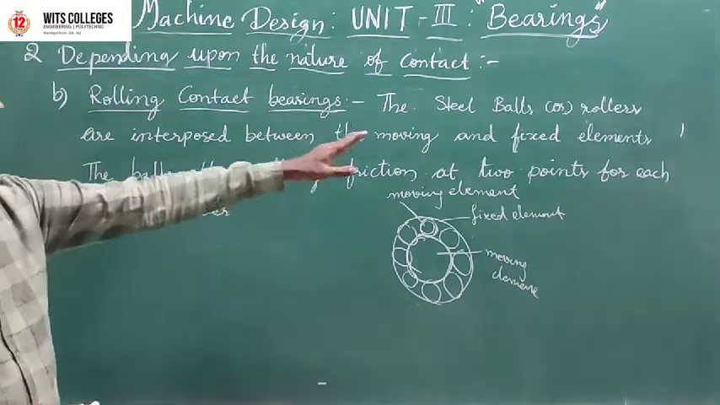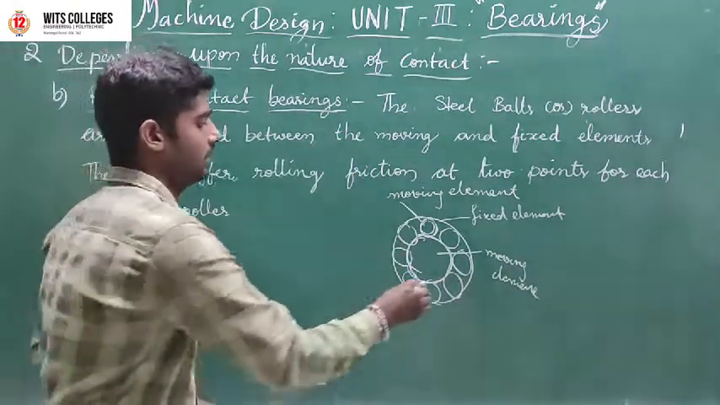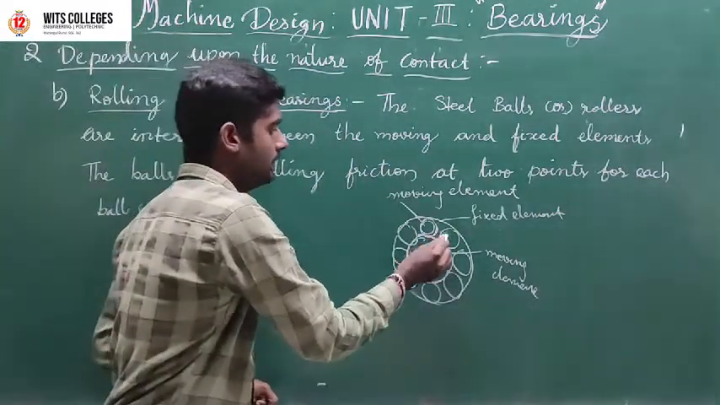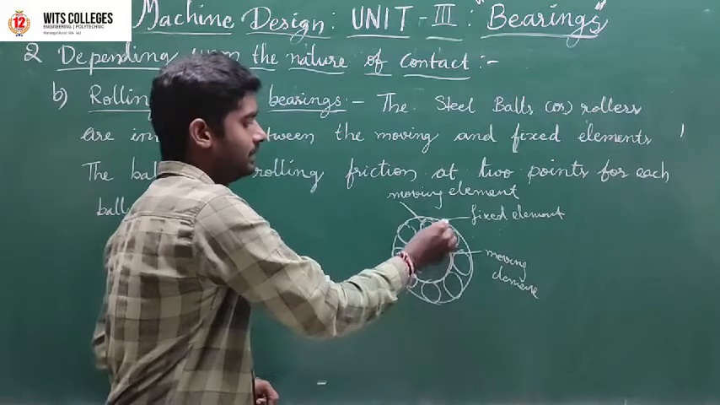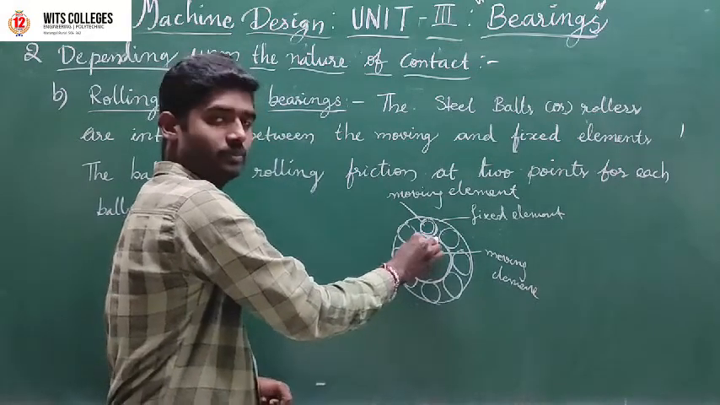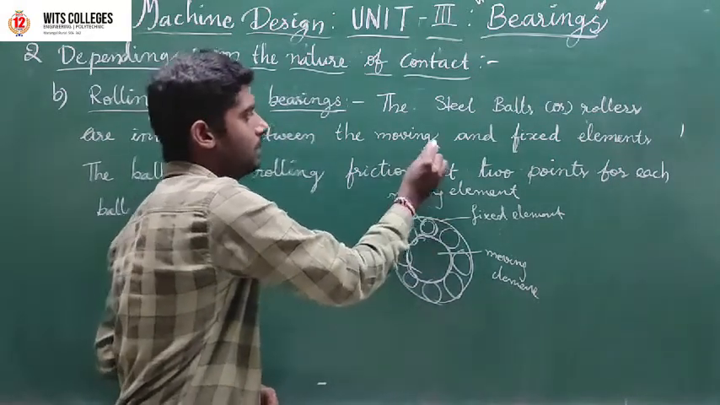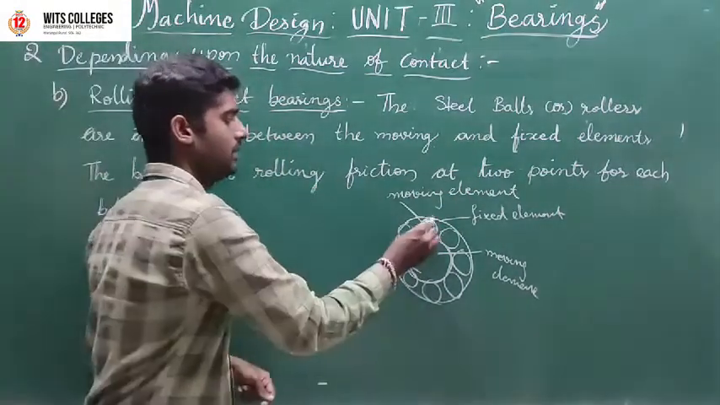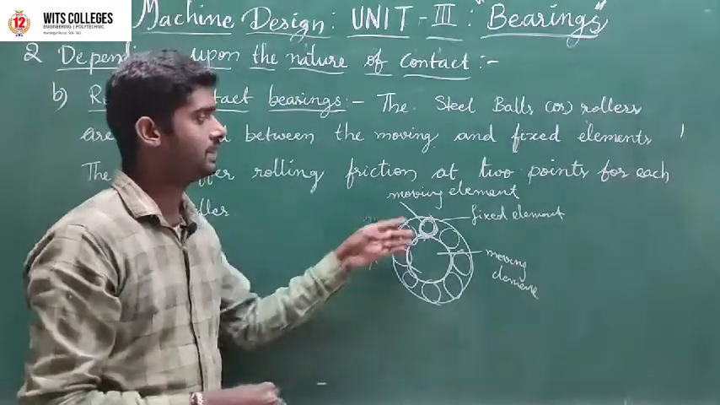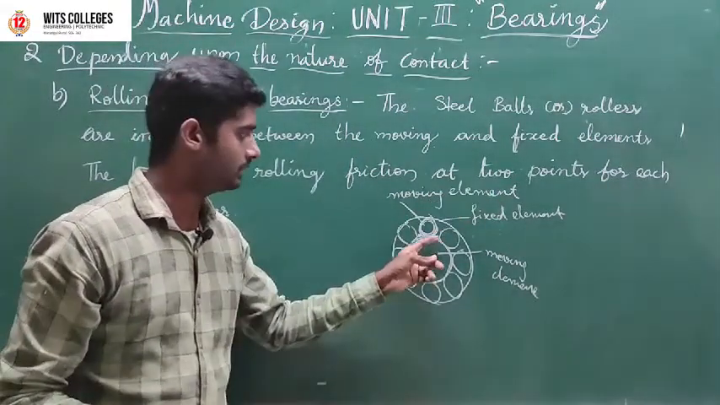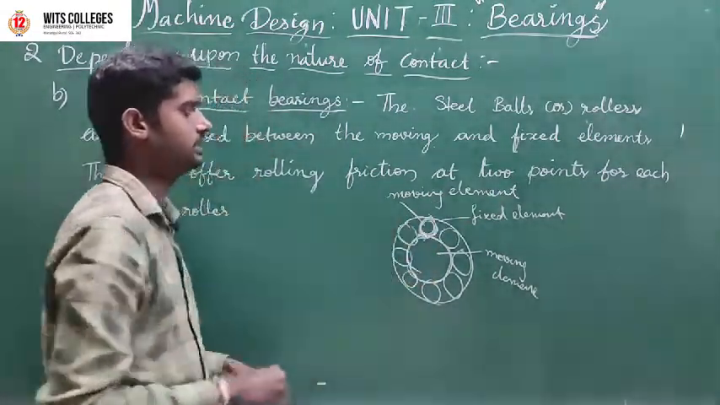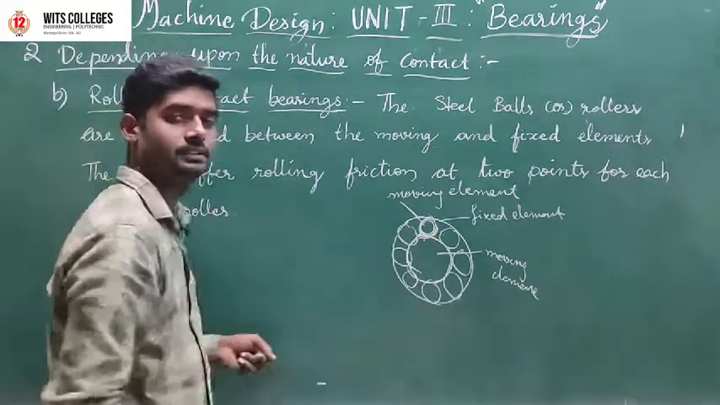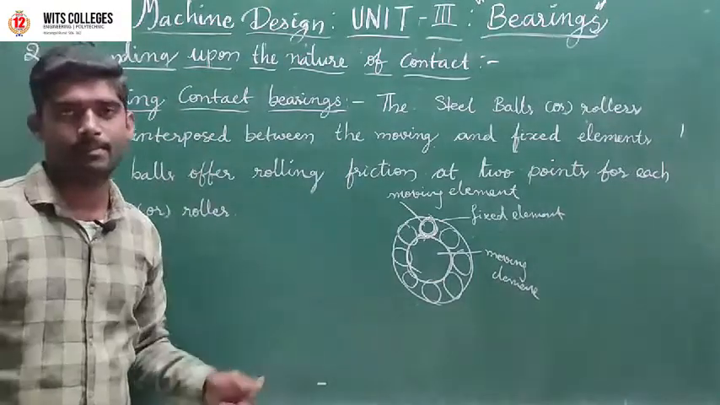See again, the steel balls or rollers are introduced between the moving and fixed elements. The balls offer rolling friction. These balls offer rolling friction at 2 points, point 1 and point 2, for each ball or roller. This is a rolling contact bearing.